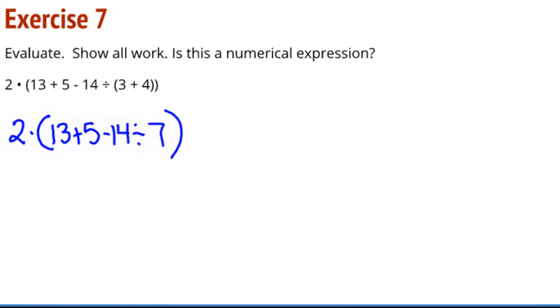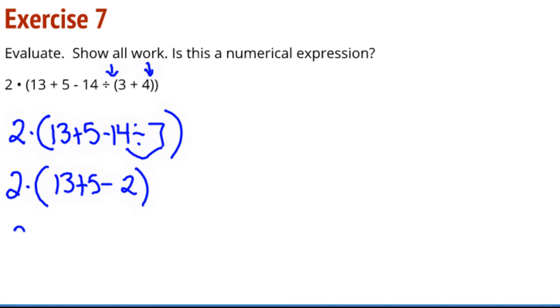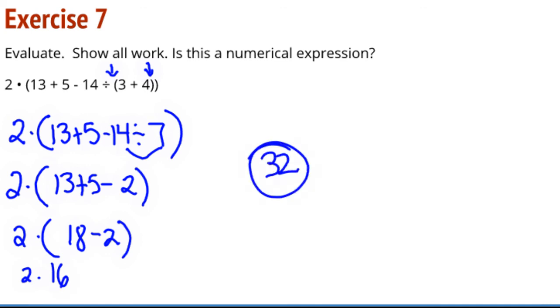And you'll notice that this pair of parentheses went away because I have simplified what is inside. Now I have to perform the order of operations within the parentheses. So 2 times 13 plus 5 minus, and 14 divided by 7 will yield a 2. Inside the parentheses, I've got no more multiplication or division. And so now I can go left to right looking for subtraction or addition. 2 times 13 plus 5 is 18 minus 2. 2 times 16, and all of this together will yield 32.